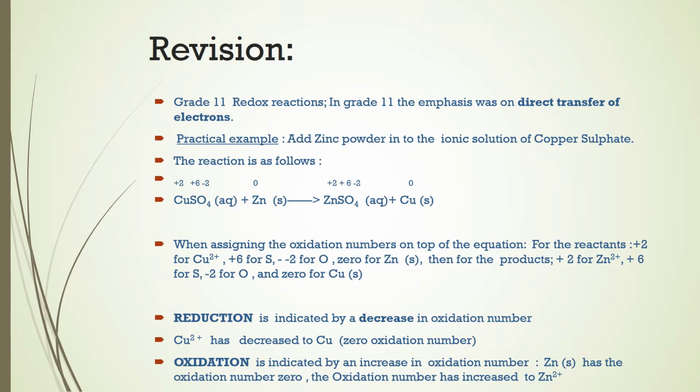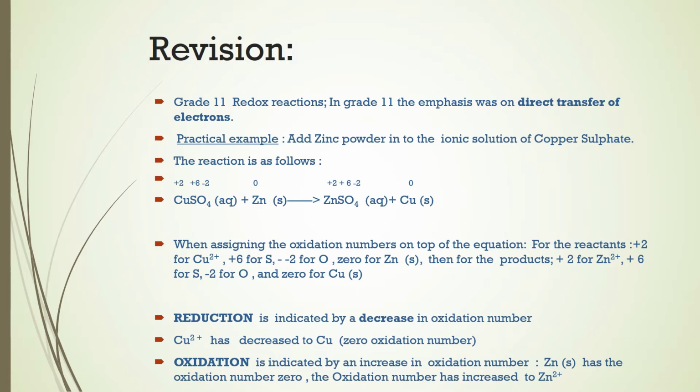When assigning the oxidation numbers on top of the equation for the reactants: +2 for copper 2 plus, +6 for sulfur, -2 for oxygen, and 0 for zinc in solid form. Then for the products: +2 for zinc 2 plus, +6 for sulfur, -2 for oxygen, and 0 for copper in solid form.